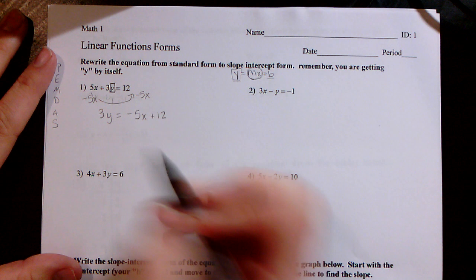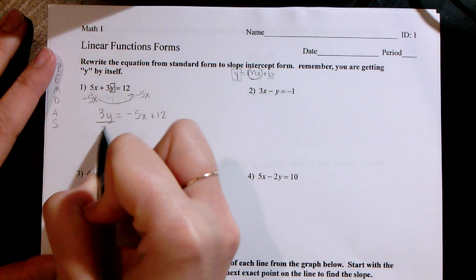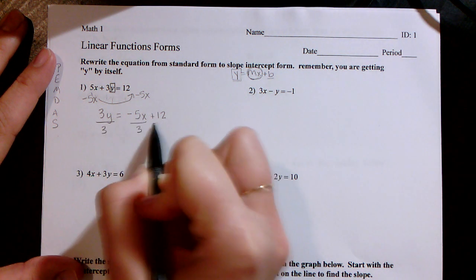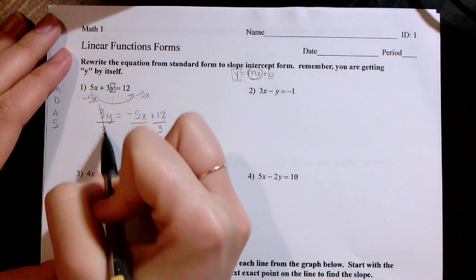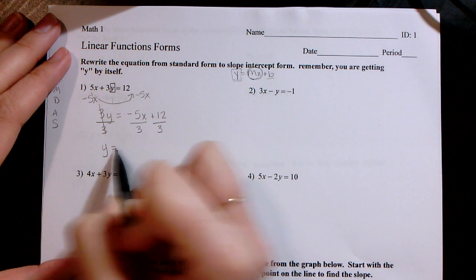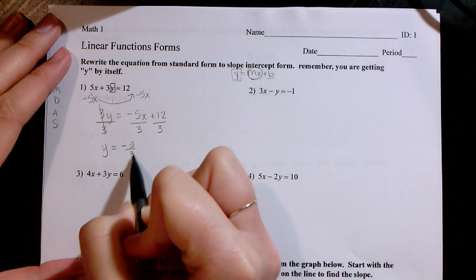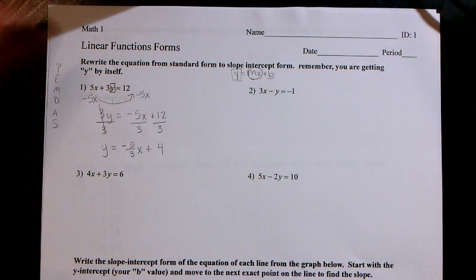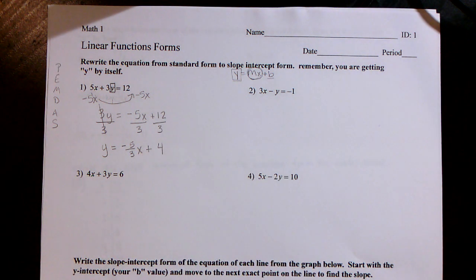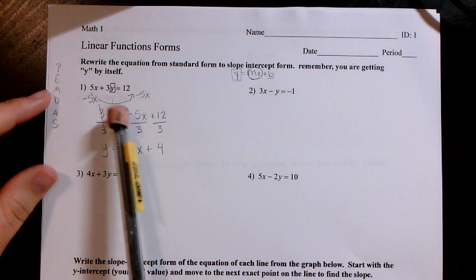So we have one last thing to do to get y by itself, and that's to divide that 3 away. And what you do to one side, you have to do to the other, but you also have to do it to everything on the other side. So that goes away. So we have y set equal to negative 5/3 x plus 4, right? 12 divided by 3 just reduces down to 4.